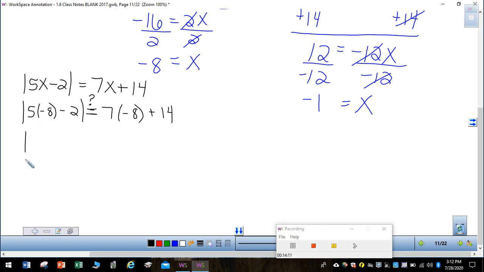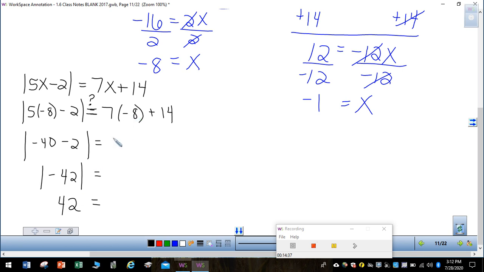So on the left side, 5 times negative 8, negative 40, and then we're going to subtract 2. So that's going to be the absolute value of negative 42. Remember from earlier, we know that absolute value makes numbers positive. So the absolute value of negative 42 is just asking how many spaces that number is away from 0. It's 42 spaces away. So the result on the left side is actually positive 42.